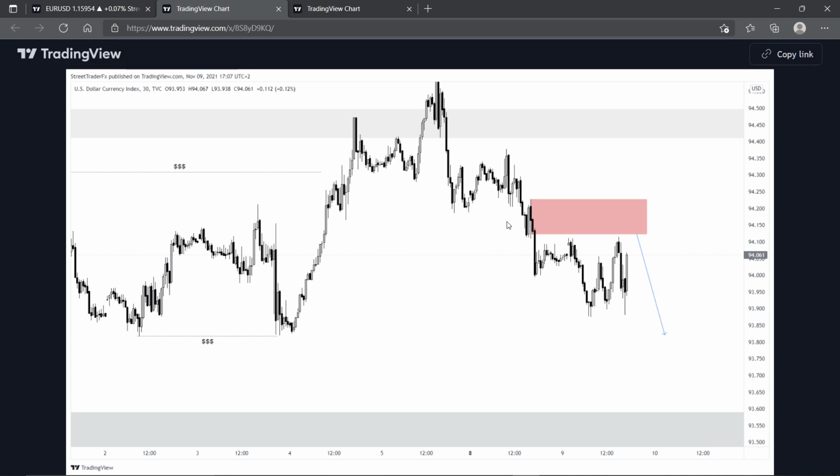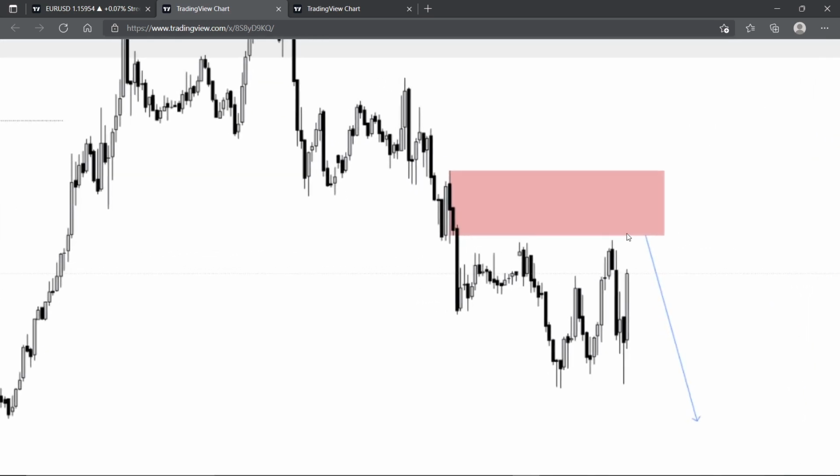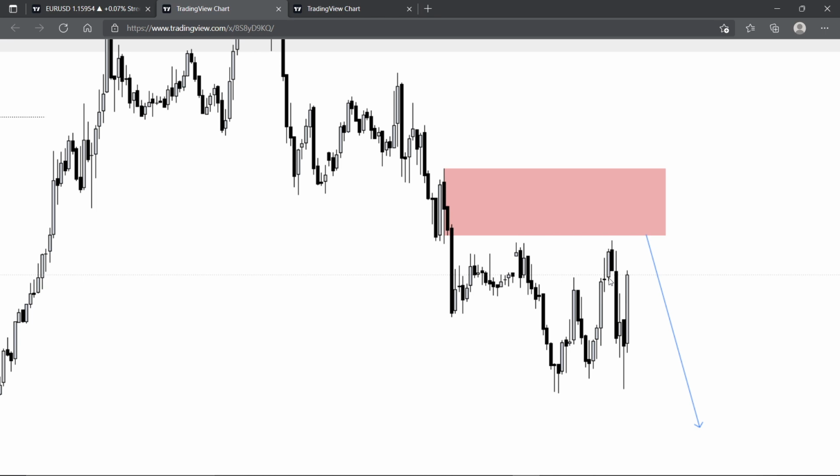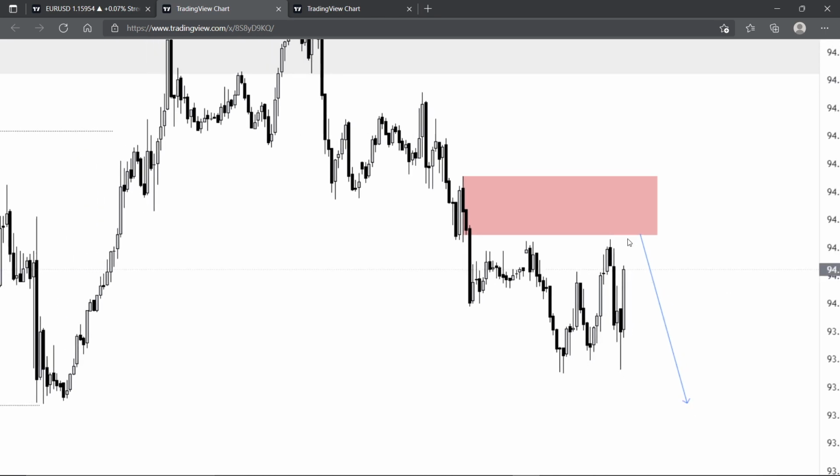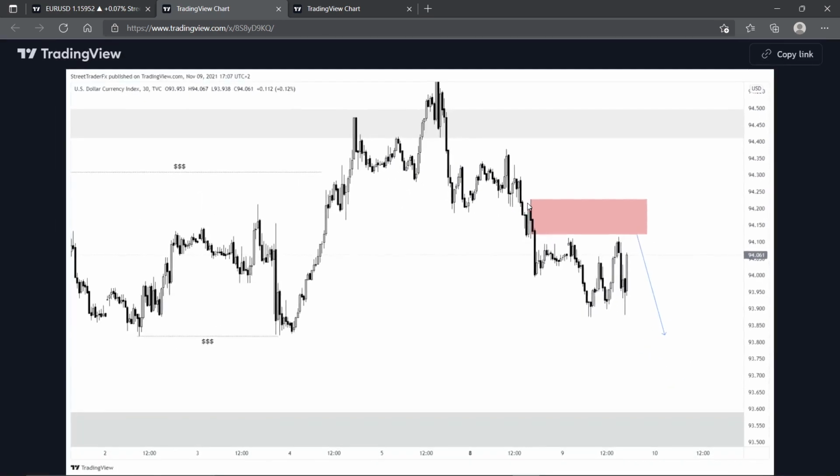that I had on DXY, which was on the M30, which is the 30-minute time frame. So my whole reasoning for wanting to see lower prices on DXY was because we had these equal highs here, and then I wanted to see price trade into this area here, and then see lower prices to target these lows around the 93,800 level.